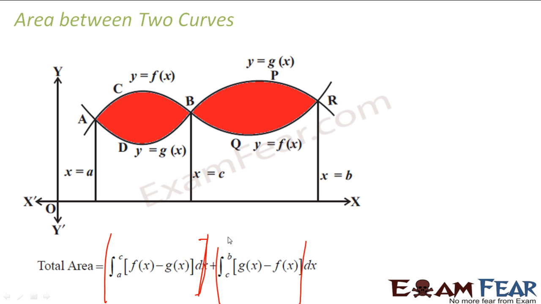But logically, this area is nothing but the integral of g(x) minus f(x) dx. Why? Because g(x) will take this big area and f(x) will take the small area, and you subtract. In this case, f(x) is turning here, this guy is f(x). So in this case, the area will be f(x) minus g(x), and here it will be g(x) minus f(x).